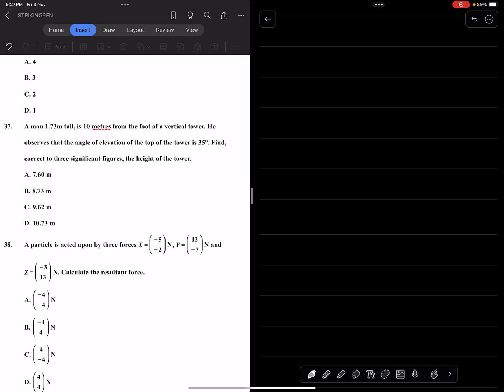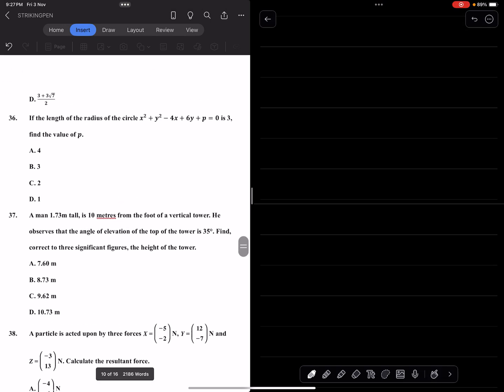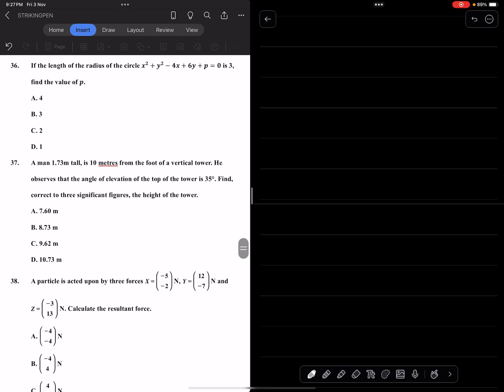Now let's take the remaining few questions very, very quickly, and that's number 37. Mind you, it's still the 2013 GCE questions. A man 1.73 meters tall is 10 meters from the foot of a vertical tower.